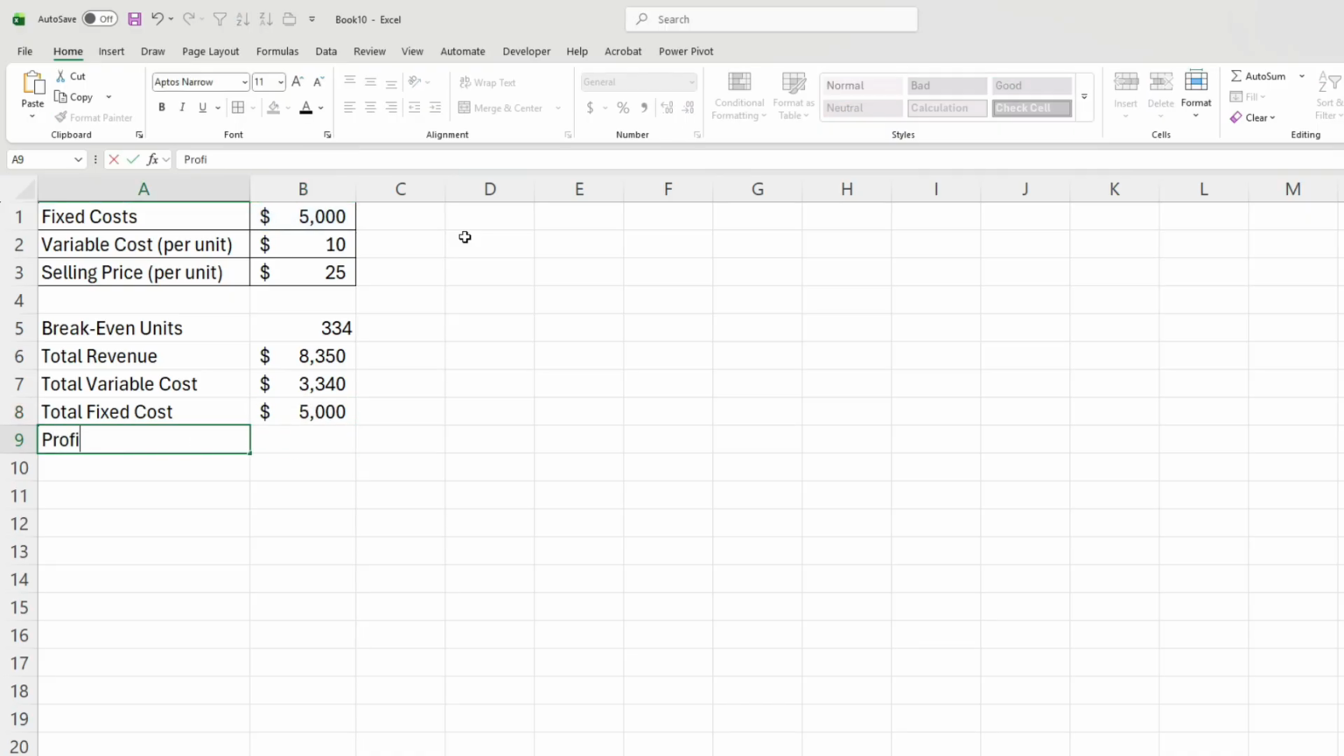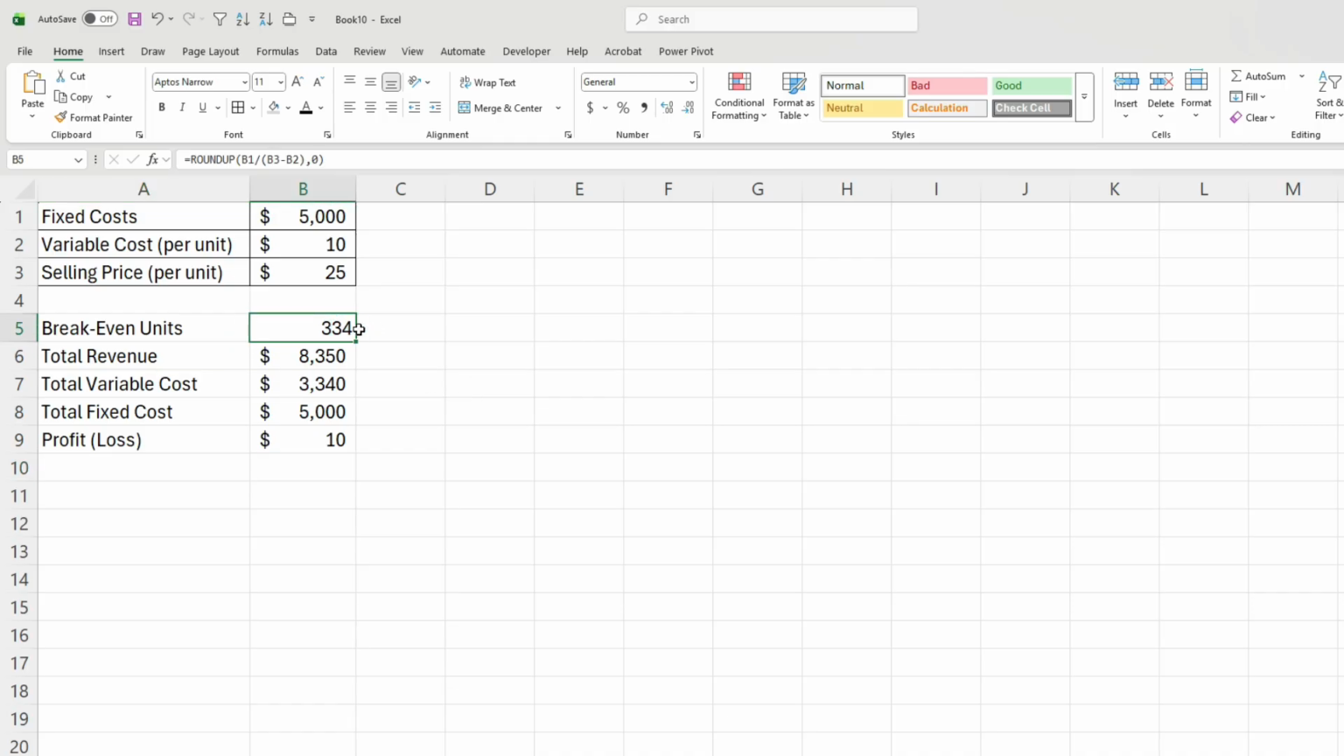So now our profit or loss, in this case, we're going to have a small profit just because we're a bit over that break even of 333.33. So we take our revenue, deduct the variable cost, and then deduct the fixed cost. And we've got a very small profit of $10. Now, if I actually keyed in 333.33, then we get right around zero. But because I rounded up, that's why I've got that small profit, just because it's not practical to be able to make a third of a unit and then sell it.